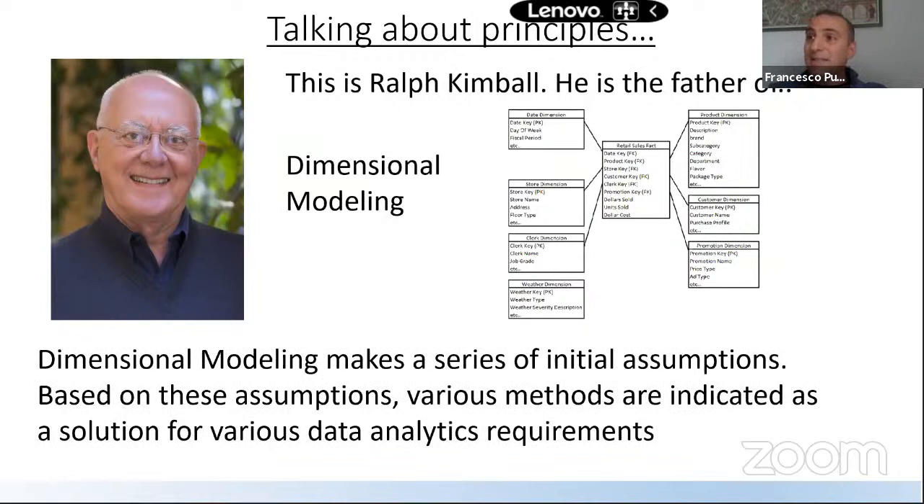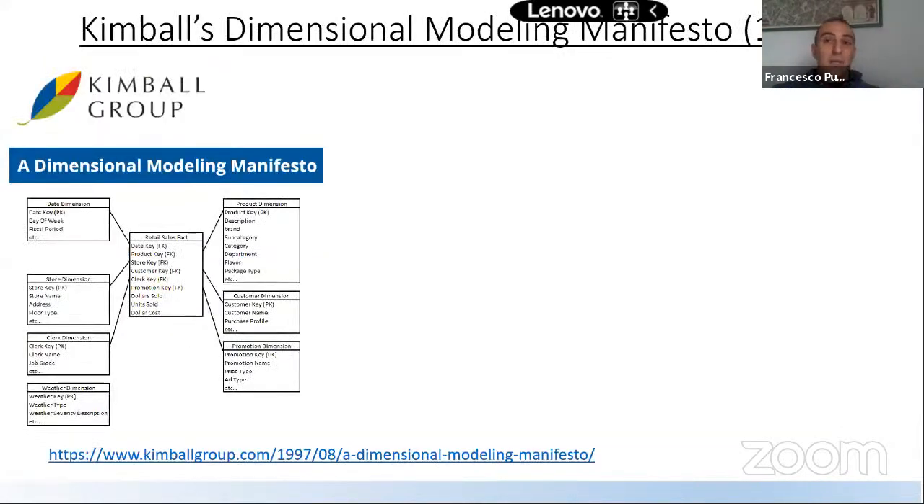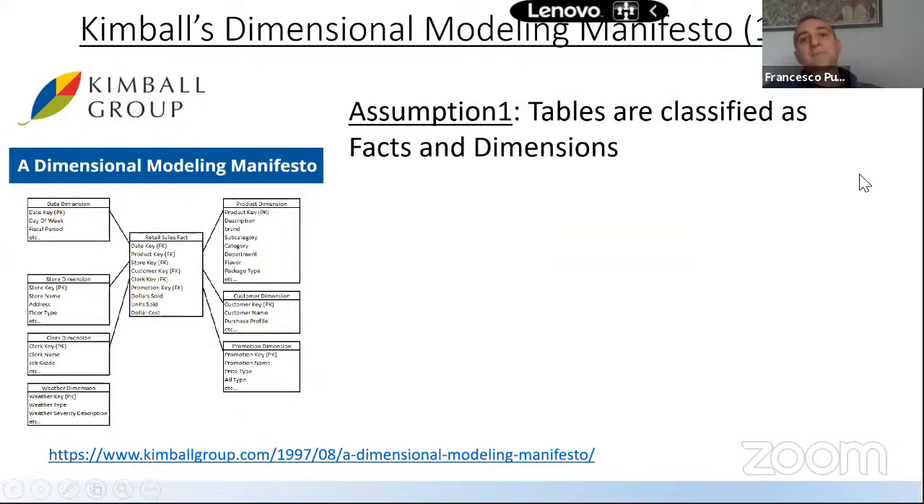Dimensional modeling makes a series of initial assumptions. Now, I think you're understanding where I'm going with this parallelism. Based on these assumptions, various methods are indicated as a solution for various data analytics requirements. Kimball published the Manifesto in 1997, dimensional modeling, right? I have put the link here. It's available on the website of the Kimball Group. It's a long text, but I have summarized a few assumptions that are made in an explicit or implicit way.